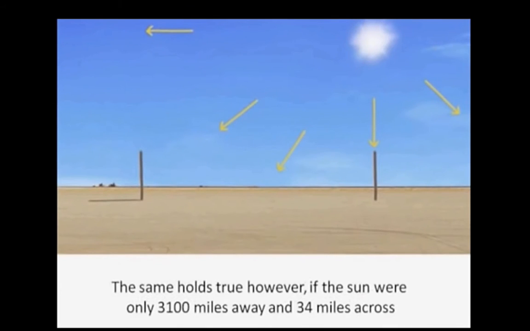However, it turns out that you'd get exactly the same results on a flat Earth if the sun were only 3,100 miles away and 34 miles across. Now, as crazy as that might sound, I just want you to keep that in the back of your mind because we're going to come back to this as well. So now let's turn our attention to the sun.